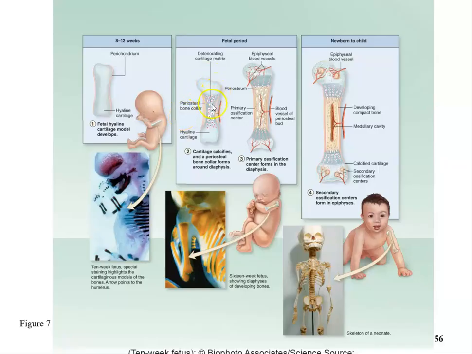Next, what's going to happen is this cartilage matrix in the middle is going to start deteriorating, right? Those chondrocytes are going to hypertrophy. They're going to turn into osteoblasts. Osteoblasts are going to start forming there, and then they're going to start secreting osteoid. That's going to be your primary ossification center, right in the middle of that bone. And it's going to grow towards the ends of the bone.